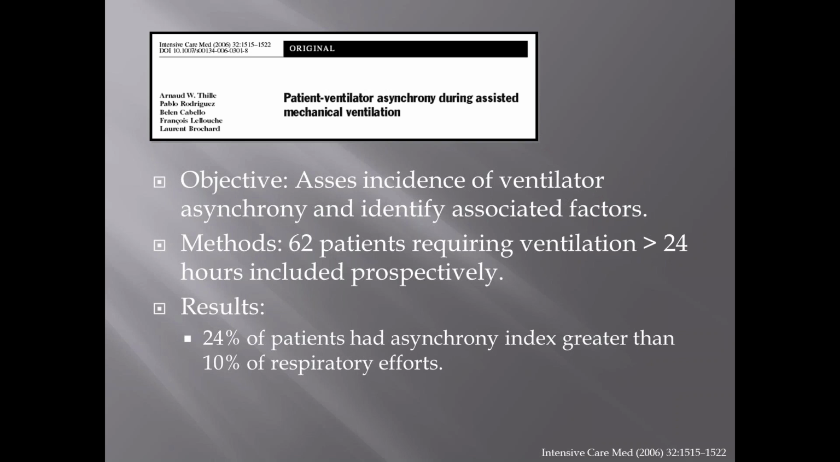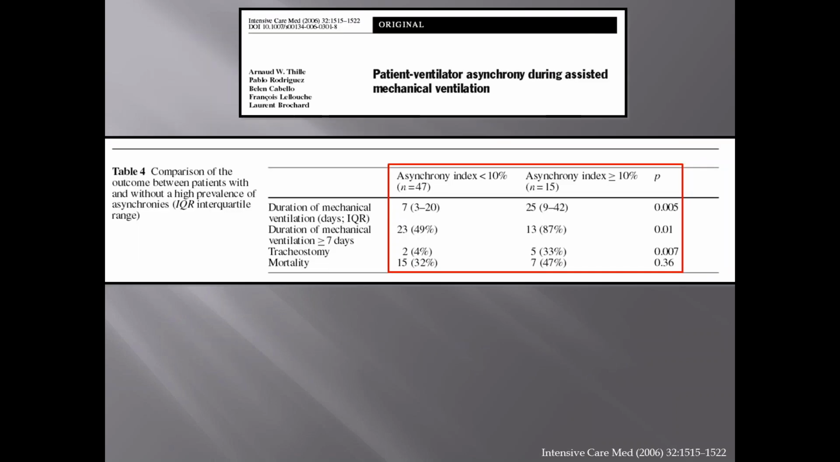So an asynchrony index is just how many of the breaths were asynchronous, out of the denominator, which is total breaths. So a quarter of the patients had 10% or more asynchronous breaths out of the total breaths. And what did they find?